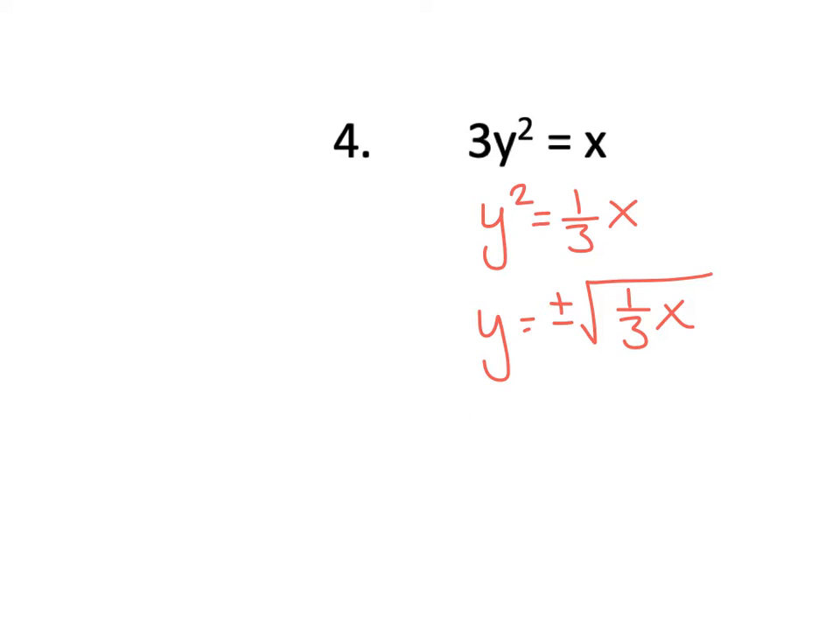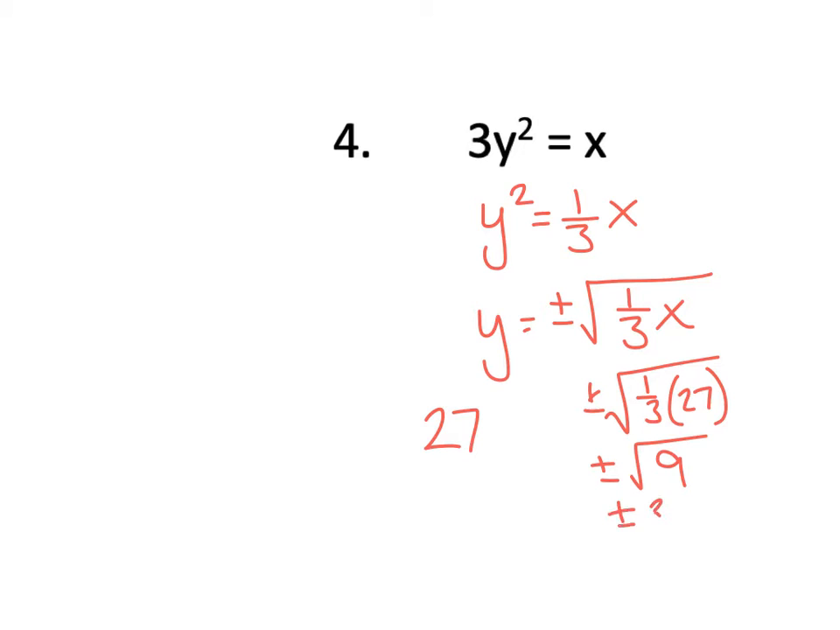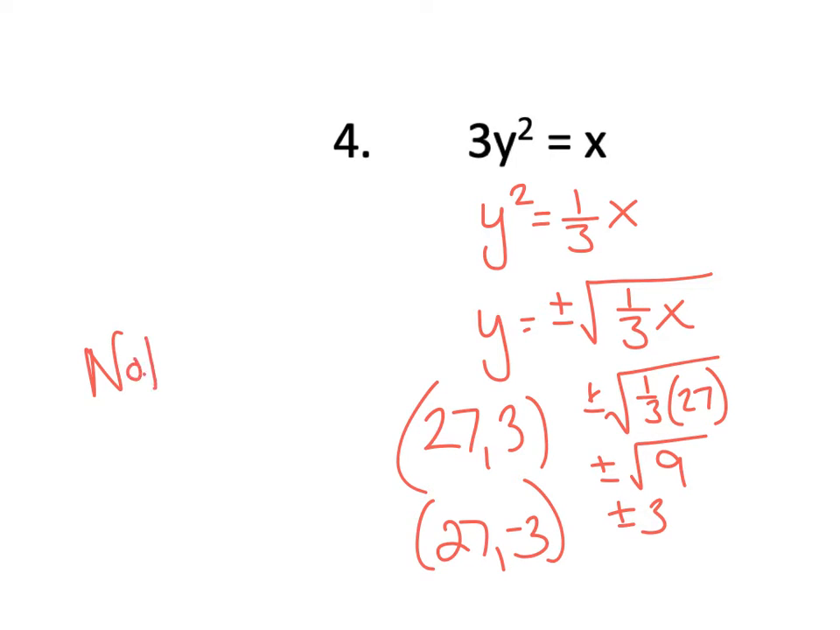If I plug in an x value such as 27, I would have 1/3 times 27, which would be 9. And then plus or minus the square root of 9 would be plus or minus 3. So there are two different values, so 27 would be paired with both 3 and -3. So this is not a function. And I gave a specific reason why. To prove something is wrong, you just show one case where it doesn't work.